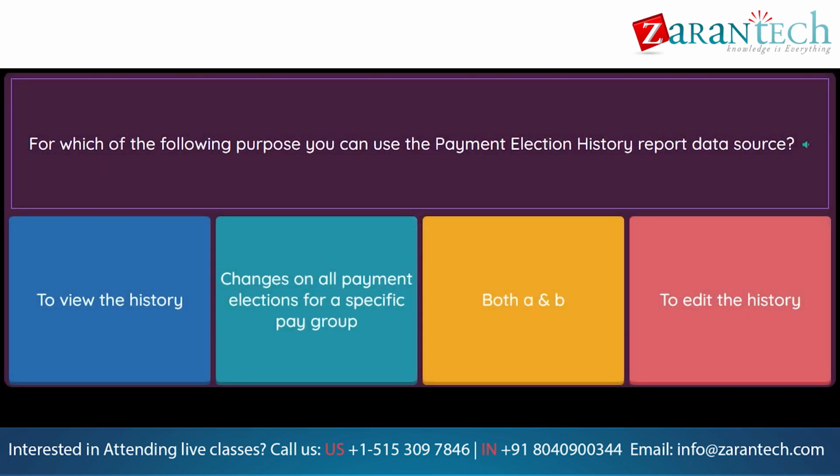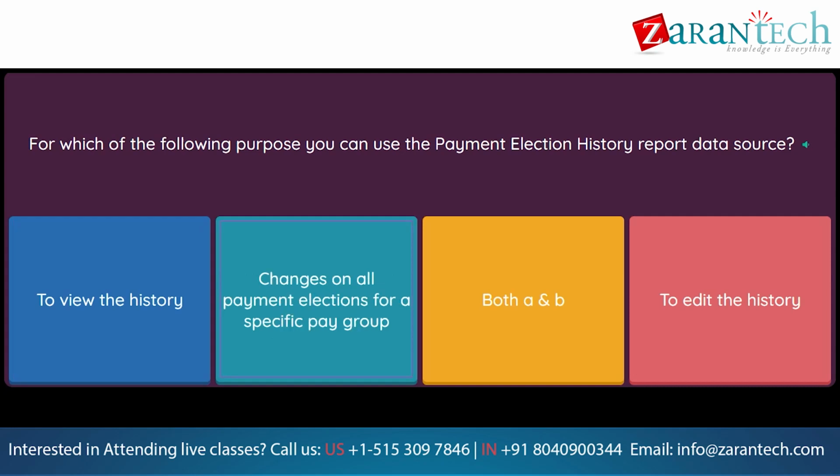Question: for which of the following purposes can you use the payment election history report data source? Option 1: to view the history. Option 2: changes on all payment elections for a specific pay group. Option 3: both A and B. Option 4: to edit the history.